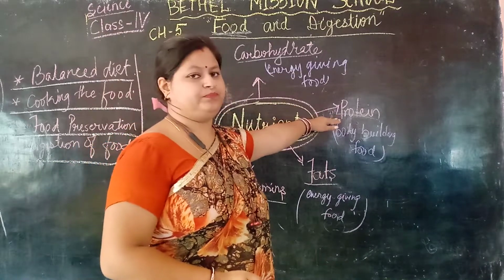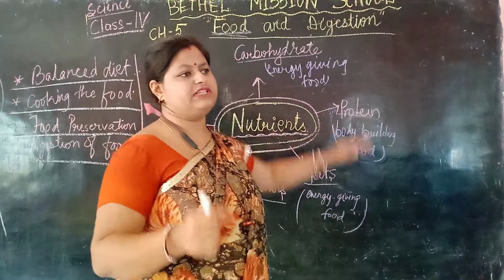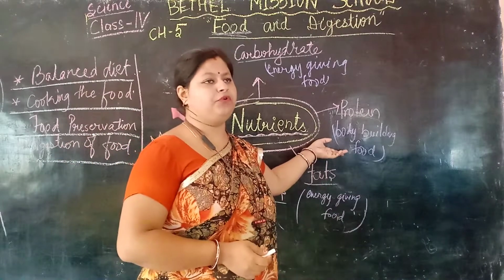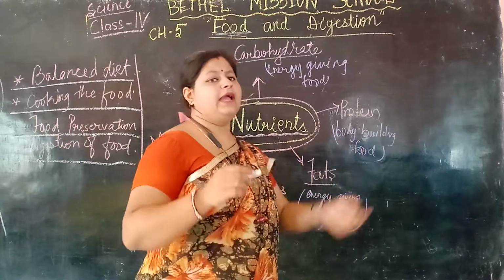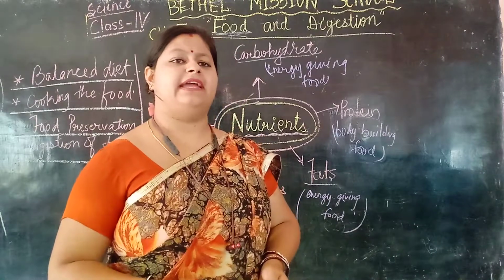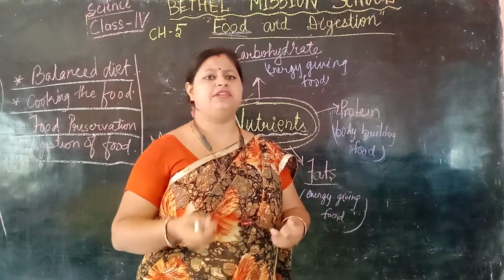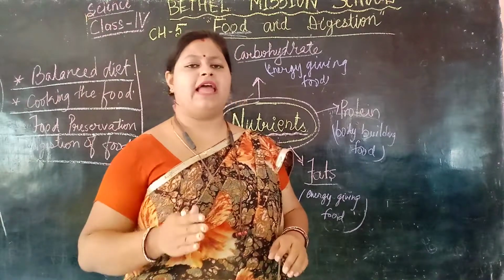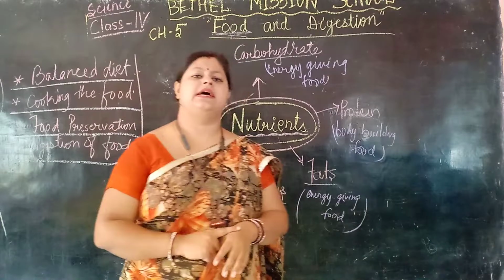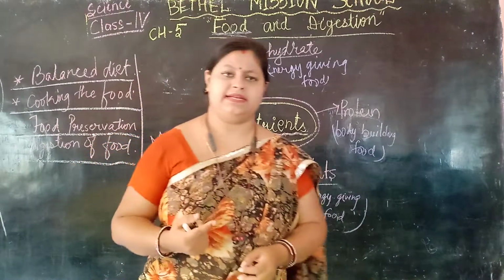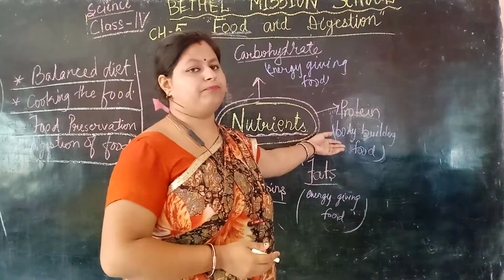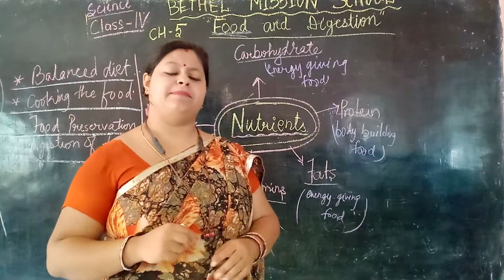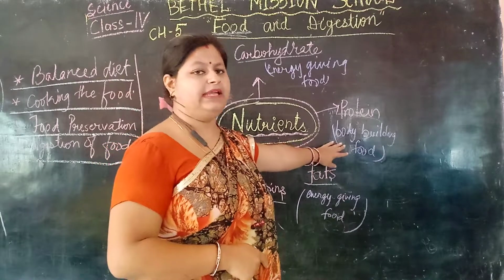Next is protein. Protein is another nutrient which is very much required for our body. Protein is also known as body building food. Many times you have seen that you get a cut on your hand, or sometimes some scratches. What happens after a few days? The cells repair. Our body, our skin repairs. How do they repair? They repair with the help of protein. Protein makes new cells and repairs our body. So, protein is known as body building food.